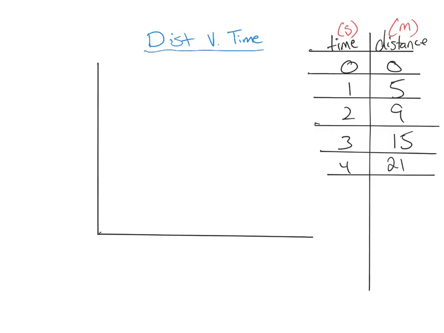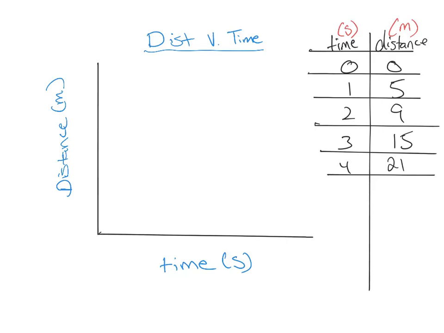The next thing we need to do is label the axes. The axes are going to be labeled by figuring out which is the independent and dependent variable. If you'll remember, I told you that time is almost always the independent variable, so I'm going to put this on the x-axis and put what unit it has by it. Distance is the dependent variable, so I'm going to put that on the y-axis. So we're going to label this distance, and again put the unit that it's measured in. So we've got time in seconds and distance in meters.